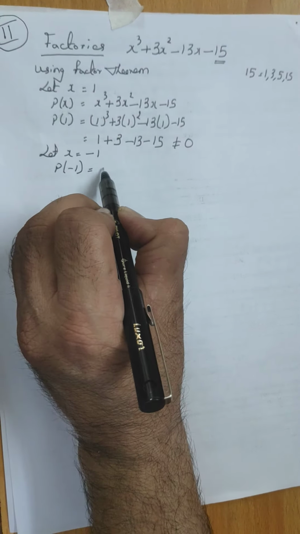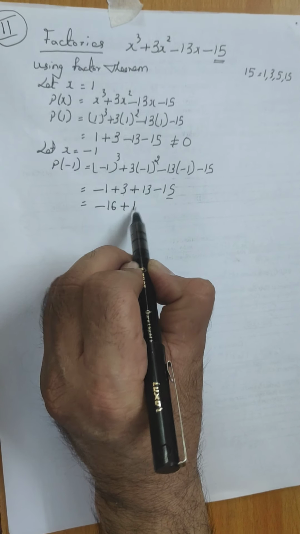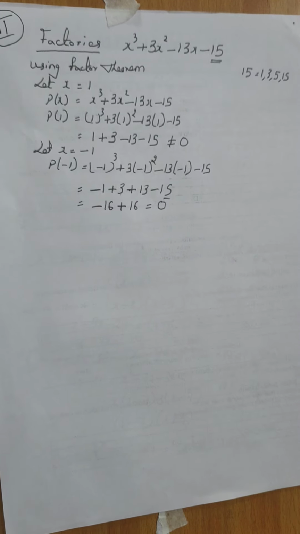Now let us see whether I'll get the answer 0 here. First I'll add this minus 1 and minus 15. I'll get minus 16 here. So 3 plus 13, this is also 16. That means I am getting 16 here. So I am getting answer 0.